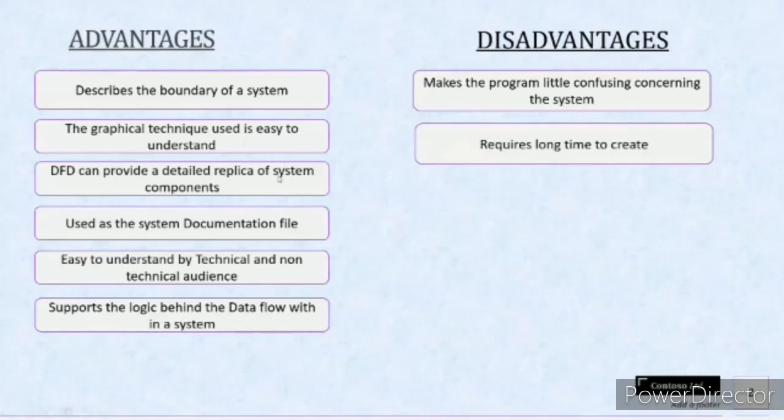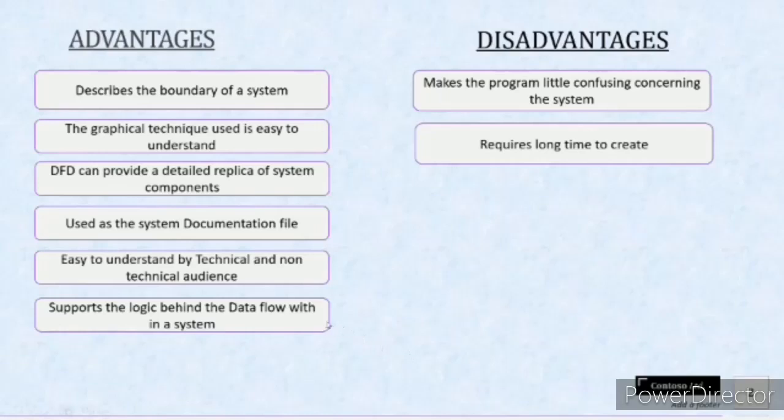The third point is that DFD can provide a detailed replica of the system components, which means that with the help of DFD, a more simplified form of the organization's function can be drawn and shown. The fourth point is that it is used as the system documentation file, which makes it helpful for future purposes. The fifth point is that it is easy to understand by technical and non-technical audiences, which means that it is easily understandable by any common person.